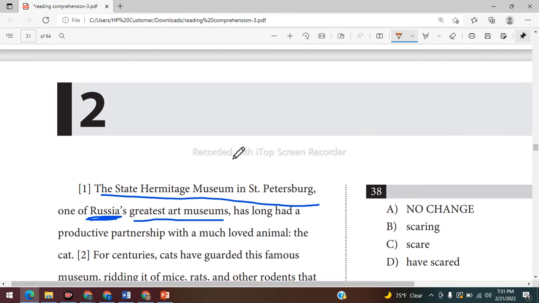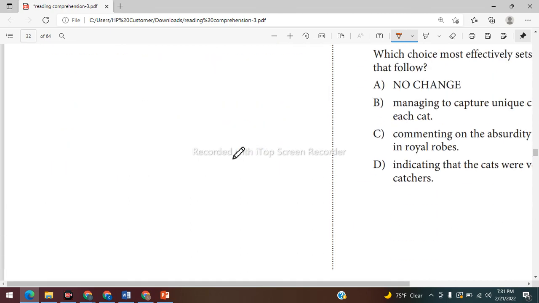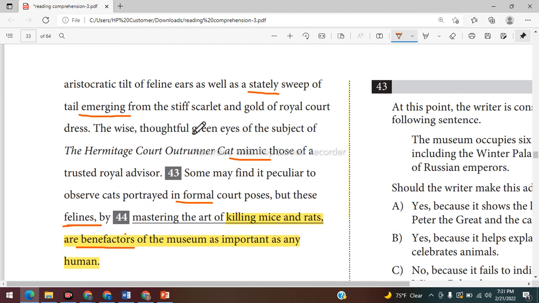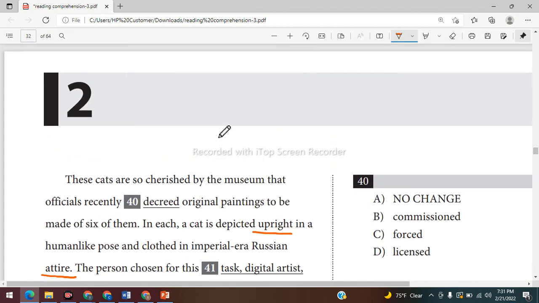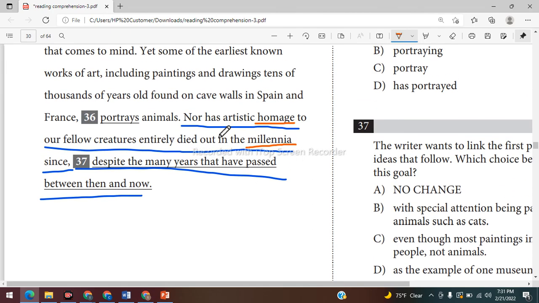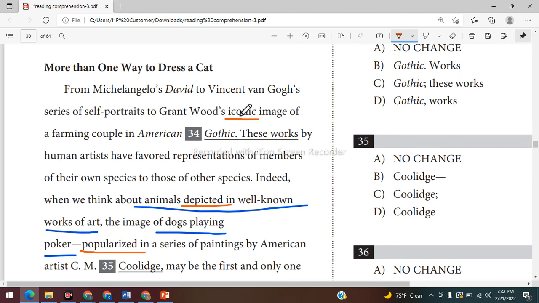The last word at the bottom was noble. No, not noble. Benefactors. What else do we have? Noble, traditionally, attire, upright, millennia, homage, popularized, depicted, and iconic. So search up those definitions for me and send them to me on or before Wednesday's class.